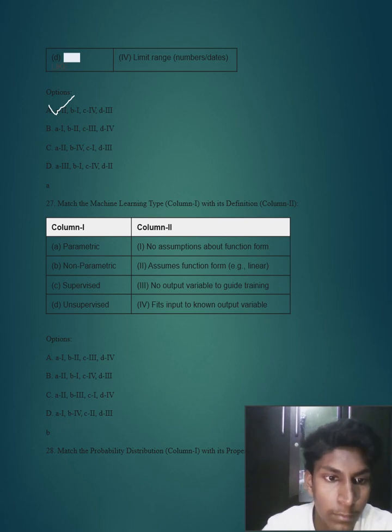So the correct option is B: A2, B1, C4, D3. Okay. Question number 28 is also a match the column answer.